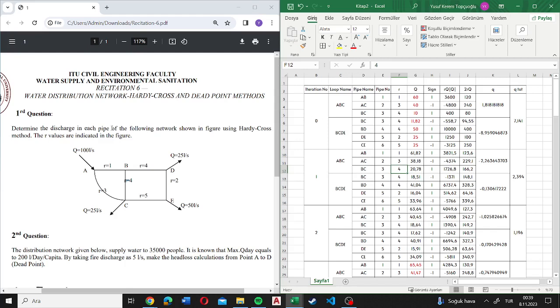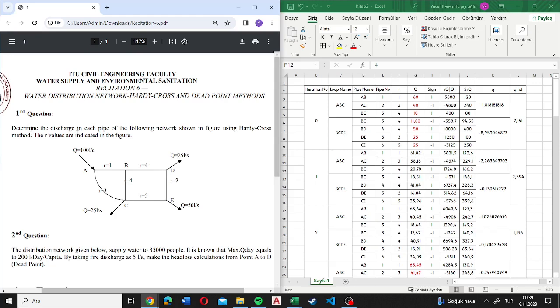I want to show how to apply the Hardy-Cross method in an Excel file. We have one question for this application in the water supply systems lecture. This is recitation 6, and this is the first question. Let me look at the question before the Excel file that I created.